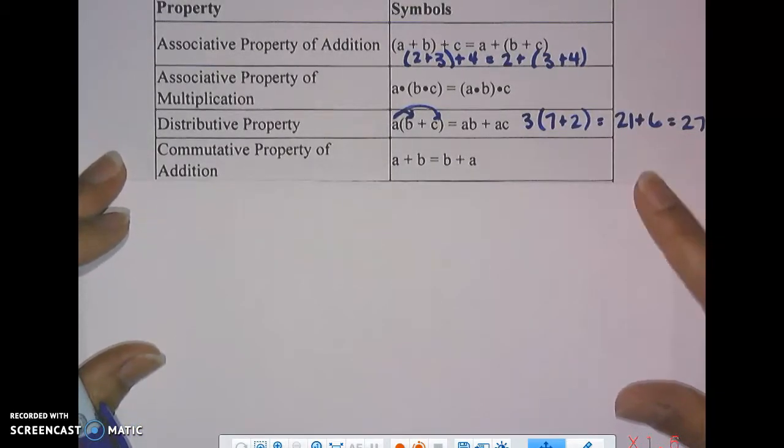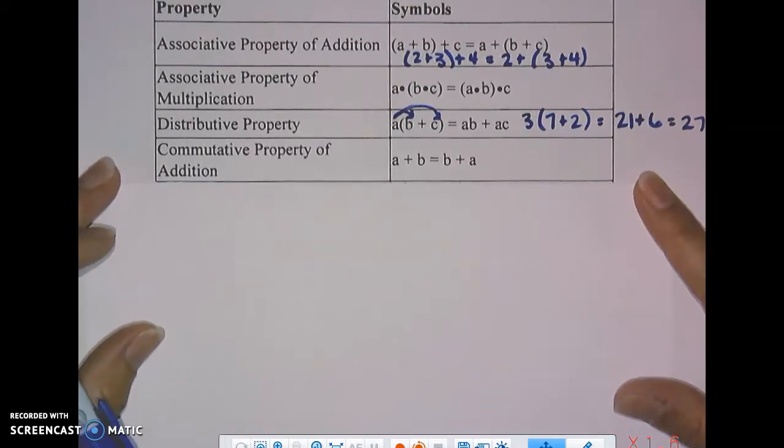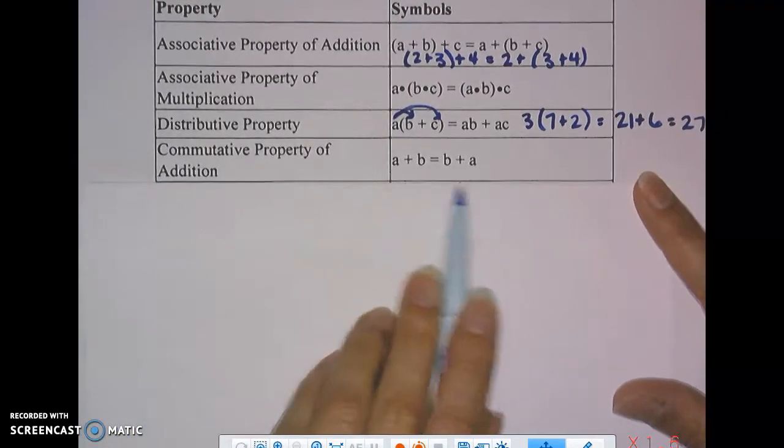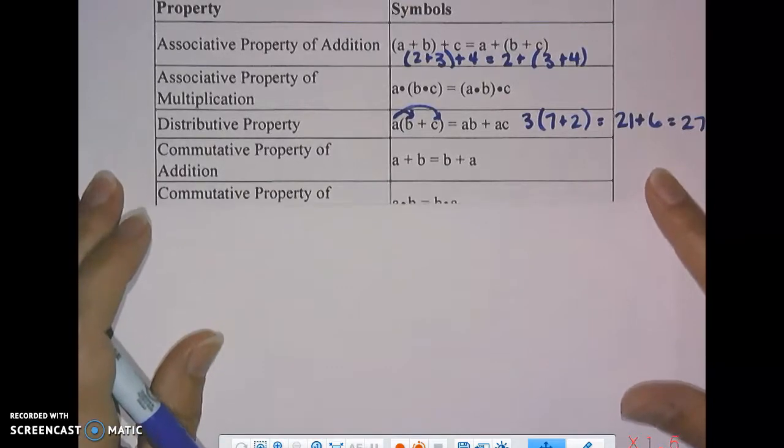The next property we have is the commutative property of addition. That says that if we have A plus B, that would equal B plus A. So we can switch those back and forth. Okay, that's the commutative property of addition.